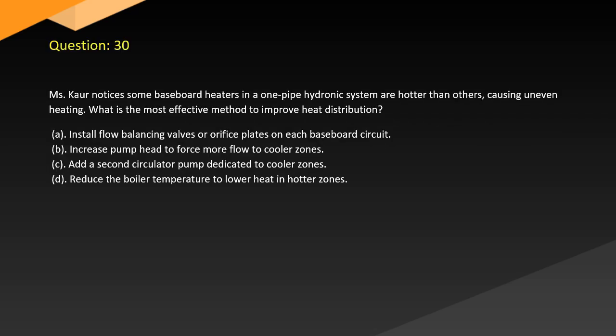Question 30. A technician notices some baseboard heaters in a one-pipe hydronic system are hotter than others, causing uneven heating. What is the most effective method to improve heat distribution? A. Install flow balancing valves or orifice plates on each baseboard circuit. B. Increase pump head to force more flow to cooler zones. C. Add a second circulator pump dedicated to cooler zones. D. Reduce the boiler temperature to lower heat in hotter zones.